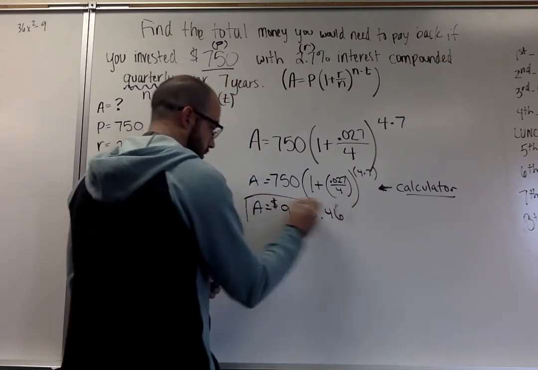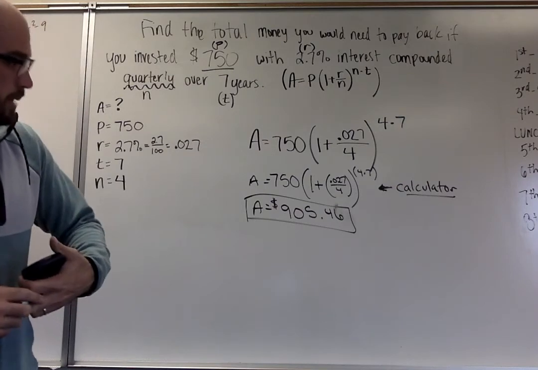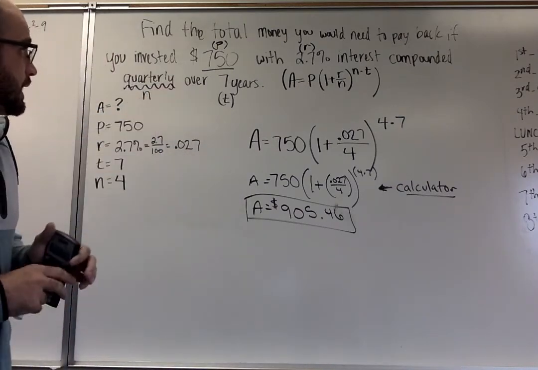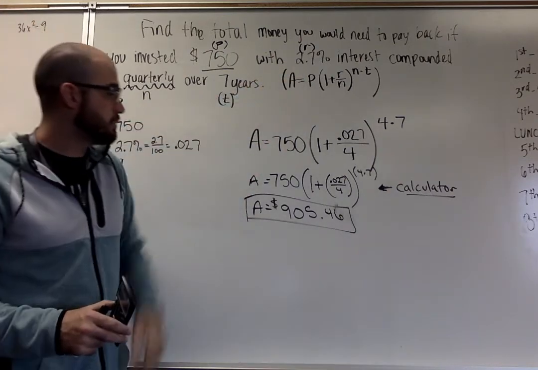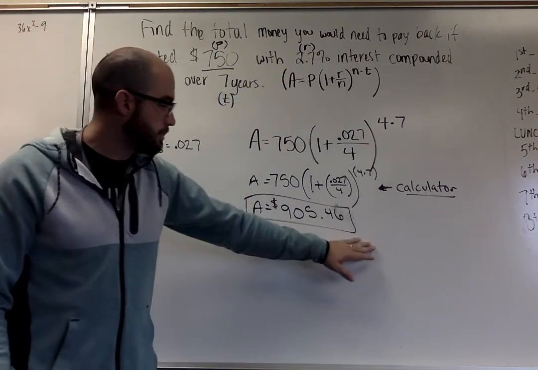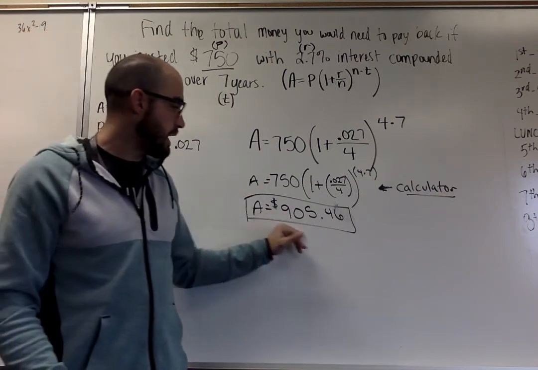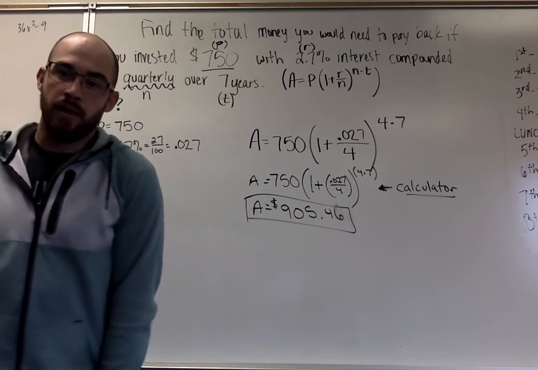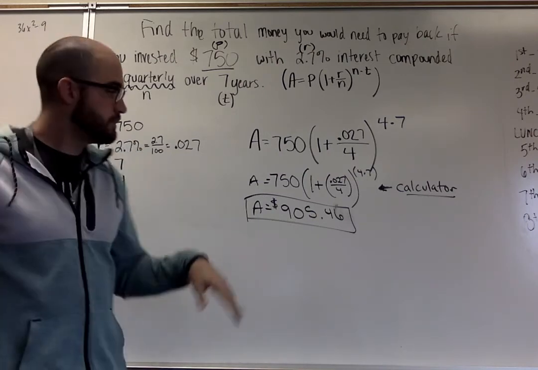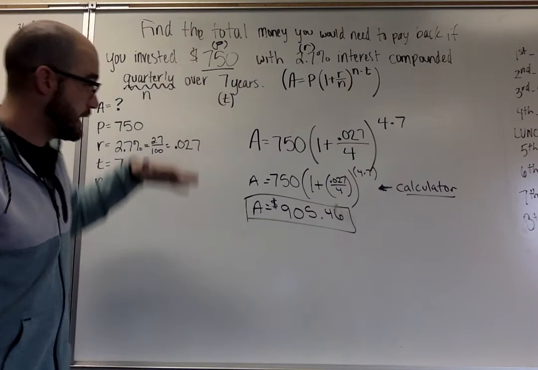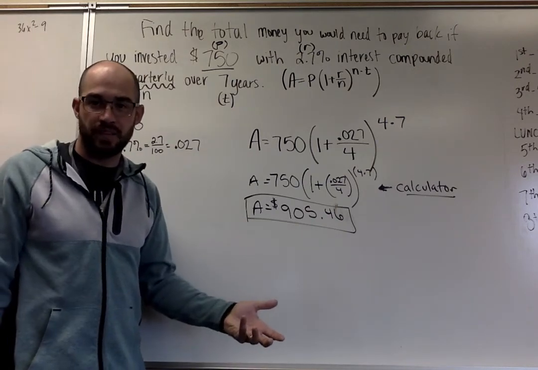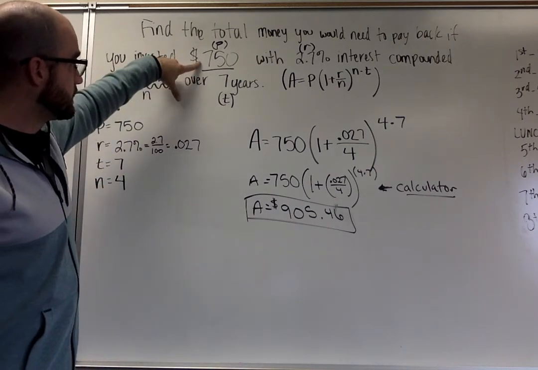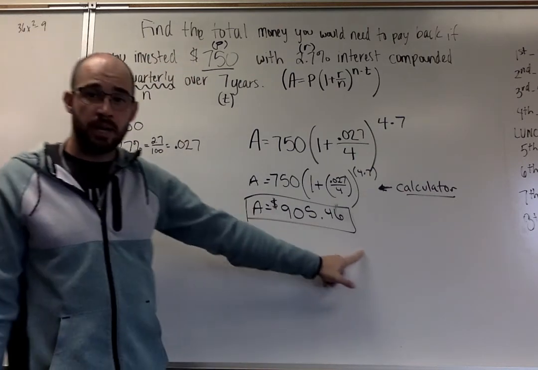So my answer, again, we can check this, but my answer says, hey, at the end of the 7 years, when it's compounded quarterly at a 2.7%, the total amount of money that I'm going to need to pay back, or that they're going to give me, or that I have now, is $905.46. Okay. Again, you should be able to double check, does that make sense? Well, if I put in $750, I shouldn't get out less out of that amount, especially because they're saying it's kind of compounded. They're adding this thing on as we go. So if it's $750, it does make sense my number got bigger.